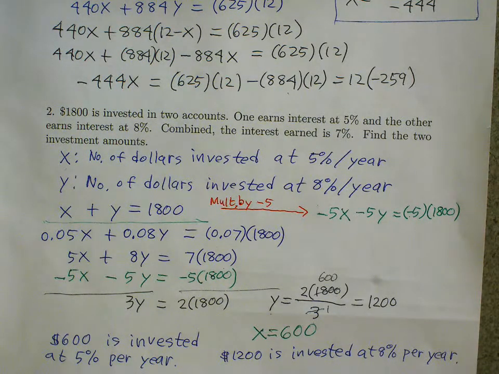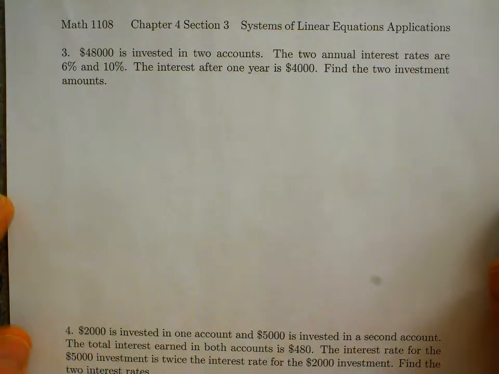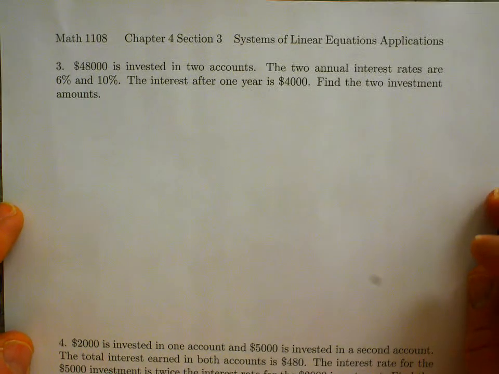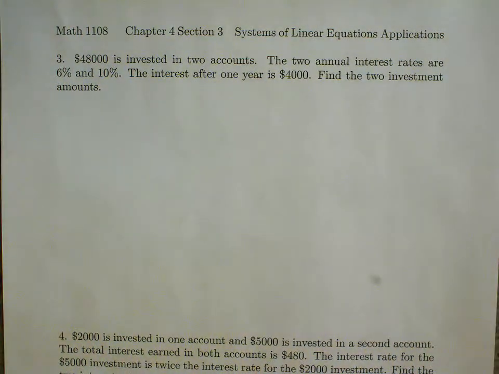Okay, let's move on to the next page. So here's another investment problem. This time, $48,000 is invested in two accounts. The two annual interest rates are 6% and 10%. And the interest after 1 year is $4,000. So find the two investment amounts.